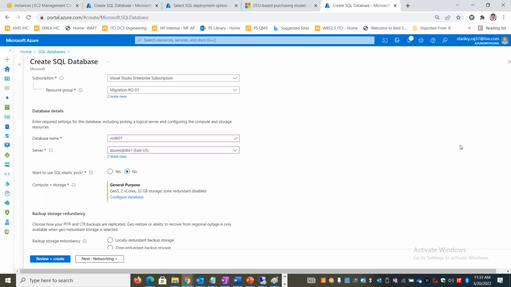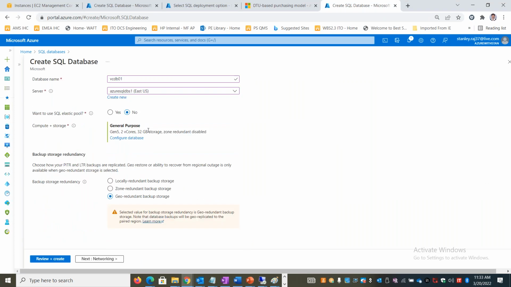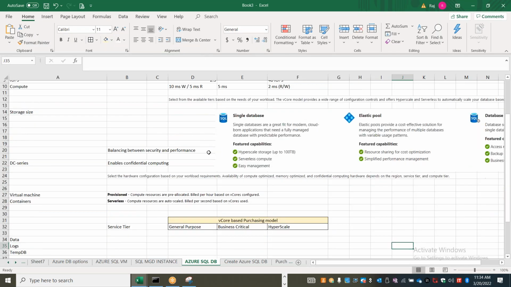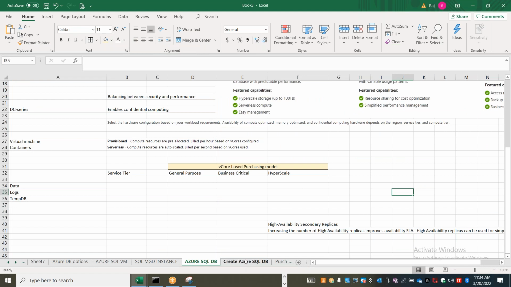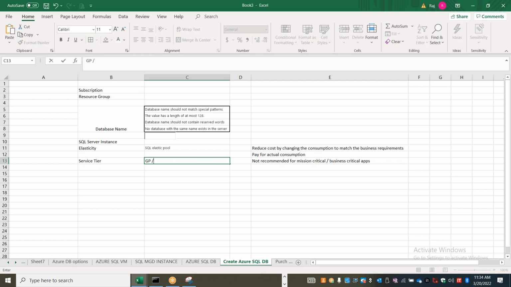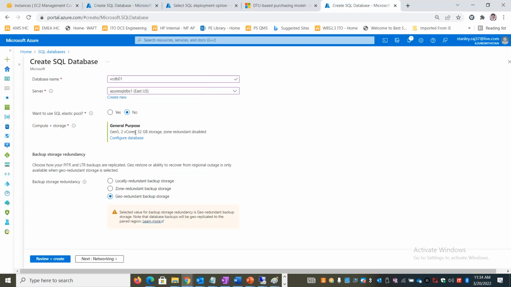The next one you need to choose is the compute and storage. That's what we were talking about, right? Whether you want a zone redundant option, whether you want a hyperscale option or general purpose. So based on the service tier, you can choose between general purpose or hyperscale or business critical option. Here I'll just go with general purpose. 2 virtual cores and 32 GB is fine.